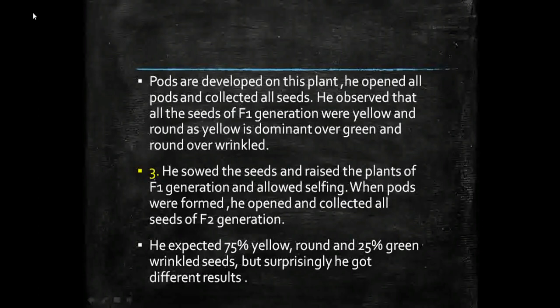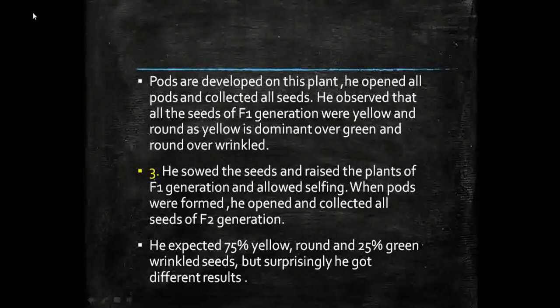Then he sowed the seeds and raised the plants of the F1 generation and allowed selfing. Further, after getting the F1 generation, he selfed those plants and raised the plants. When pods were formed, he opened them and collected all the seeds of the F2 generation.